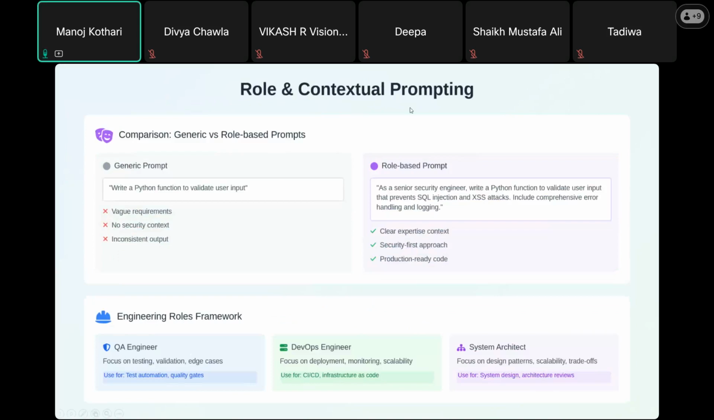Then we also talked about role and contextual prompting, wherein if you define a role, you get the response for that particular role. If you are a math tutor teaching a 10th student, you have to define that, okay, this is my role and this is the role of the other user, and give me the response based on this. That way you get a response which a 10th student can understand.